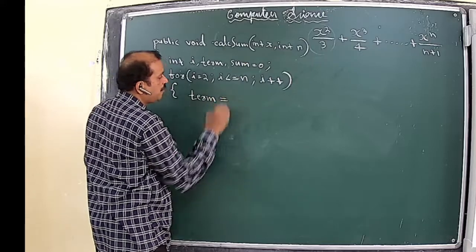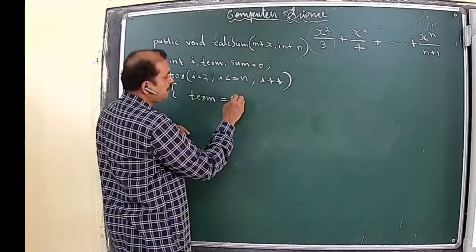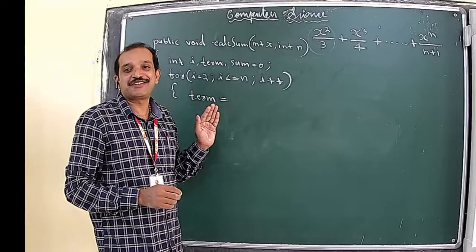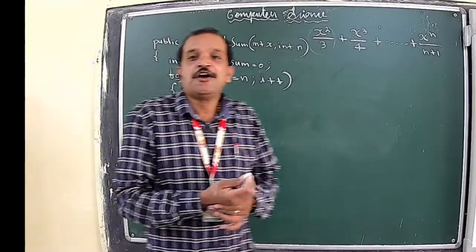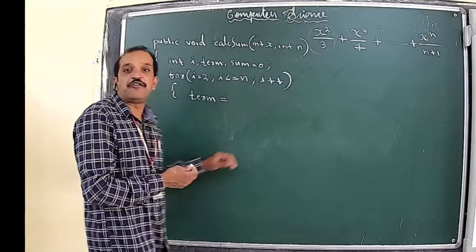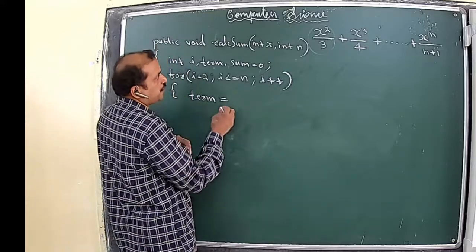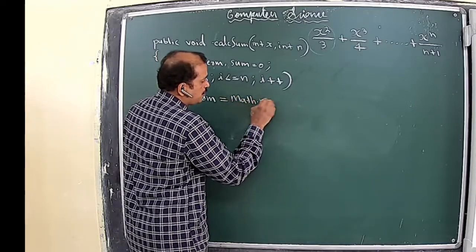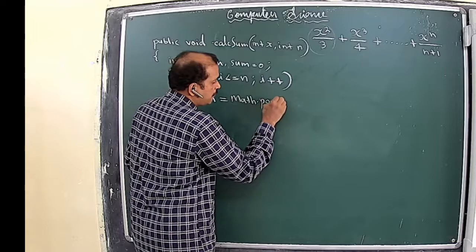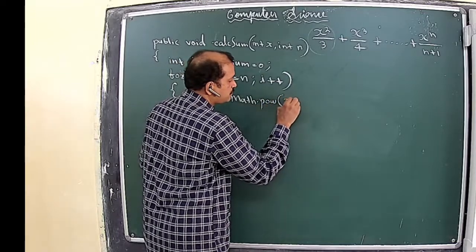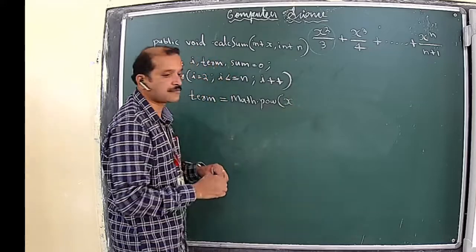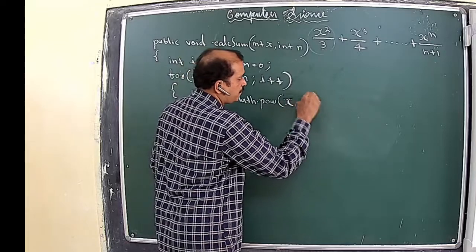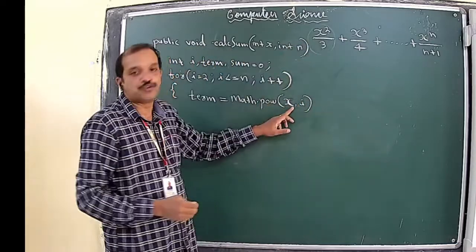Term equal to, let us say, x raised to 2. So here we are going to use a math function. So the power function is there. I hope you are already aware about the various math functions as part of the Java class library. We are going to use that power function here. Math dot power of x comma I. See, that is already x raised to 2.